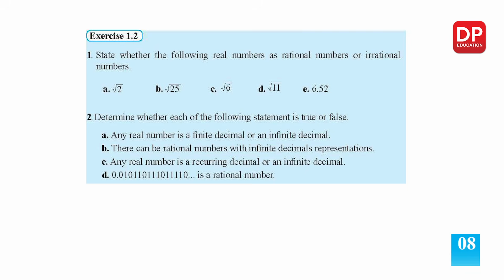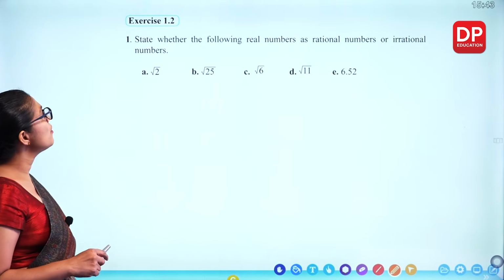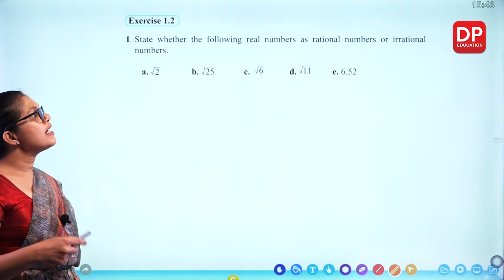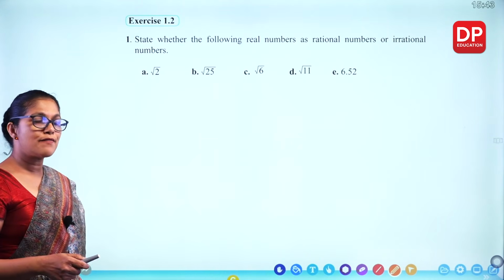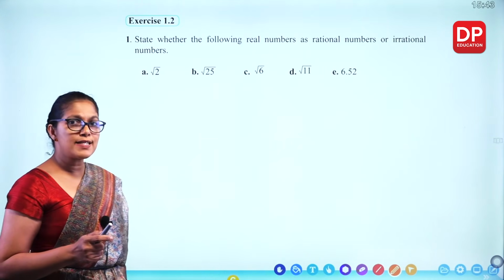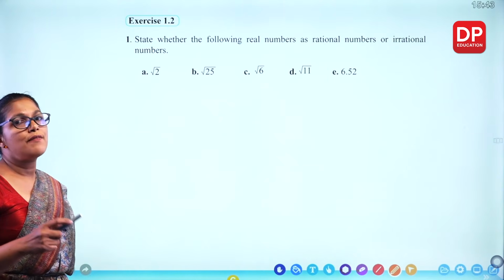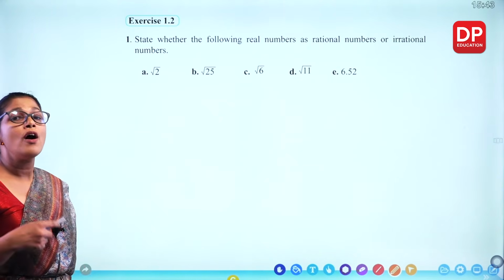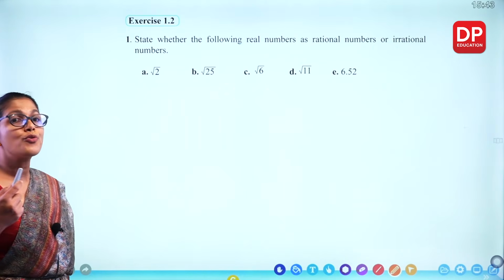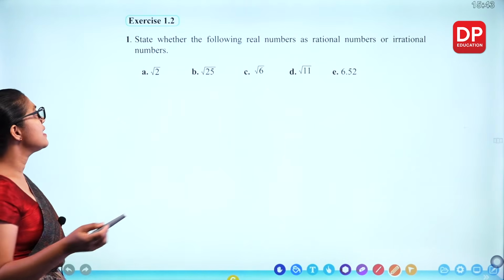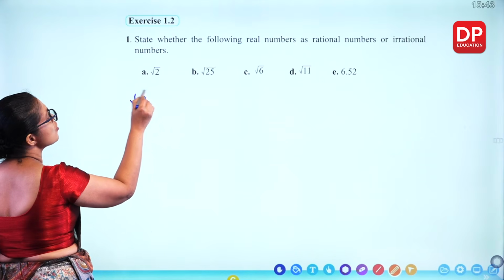Now we'll look at exercise 1.2 in your textbook. It says state whether the following real numbers are rational or irrational. So how do we identify rational? If you can write it as a fraction, it's rational. If it's never ending and non-repeating, it's an irrational number. So root 2, we found that it's irrational.